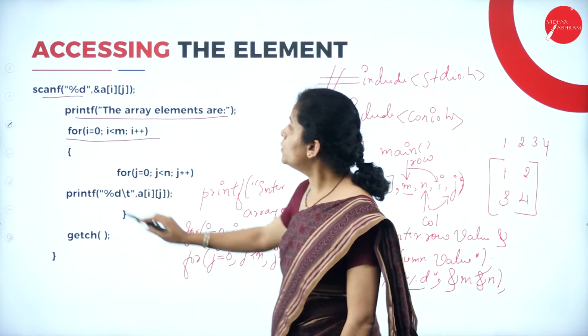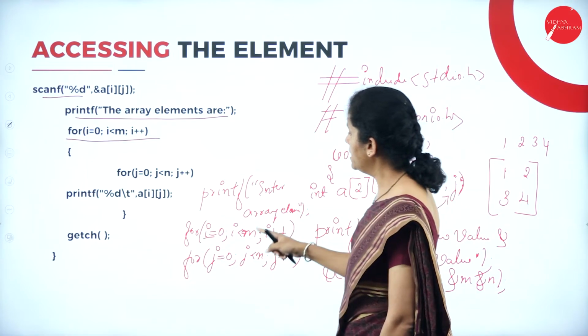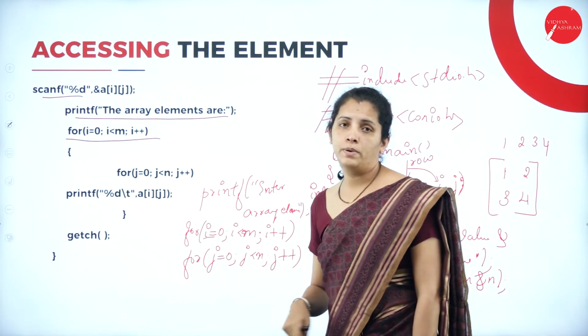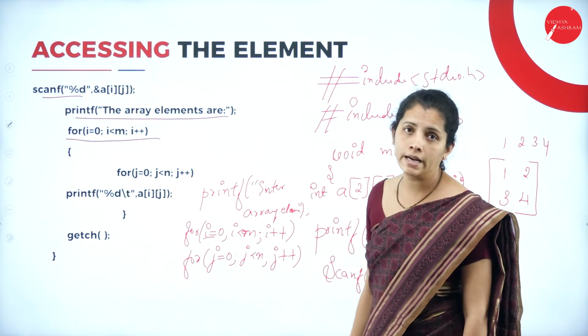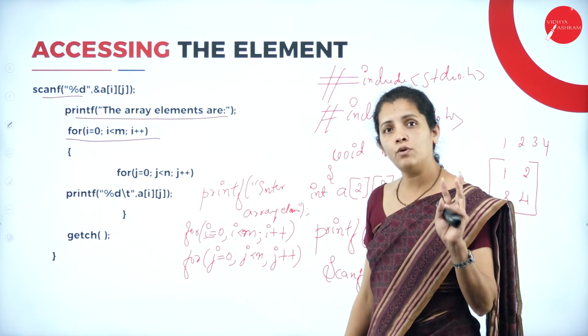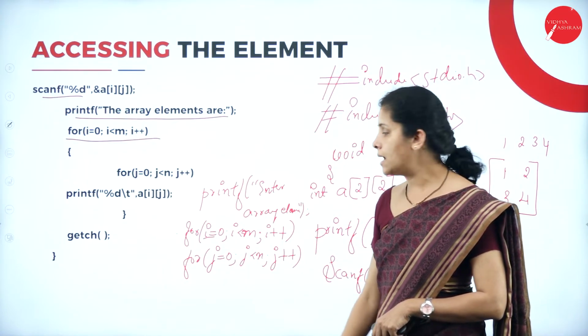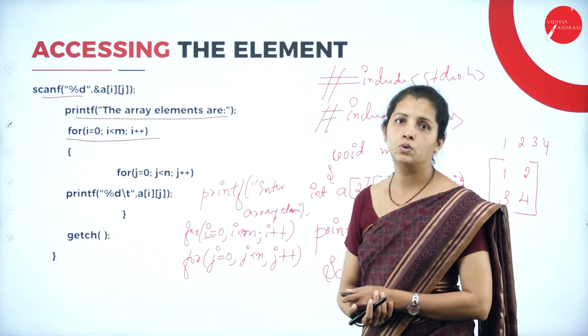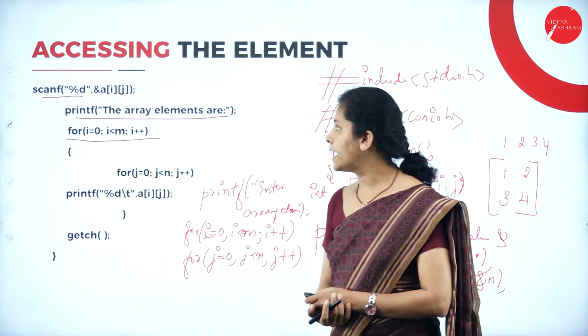Now I'm going to read the elements, that is 1, 2, 3, 4. That means the for loop is going to execute how many times? That is 4 times. That means the outer for loop is going to execute 2 times and the inner for loop is going to execute 2 times. Total it is 4 times.